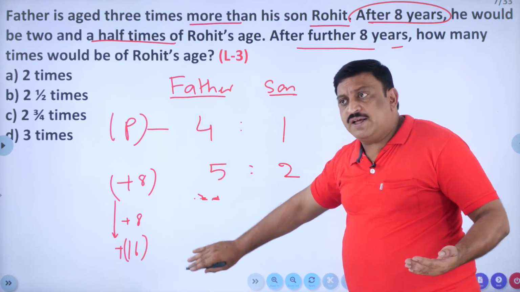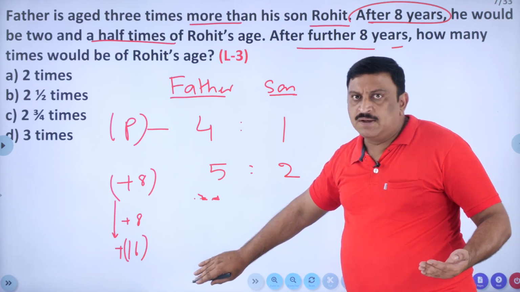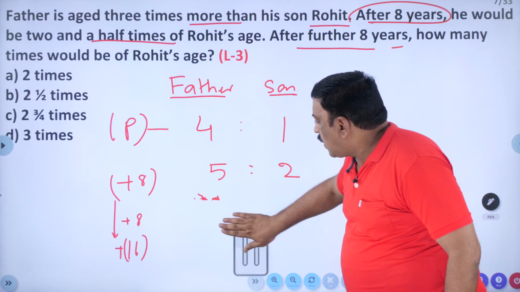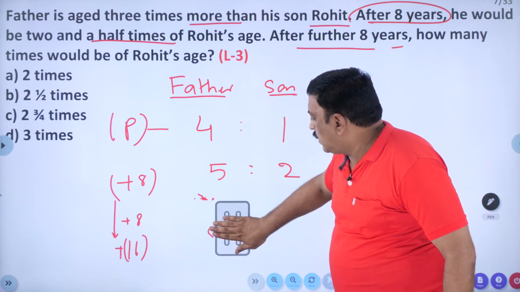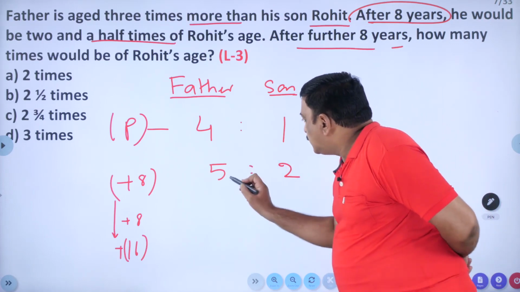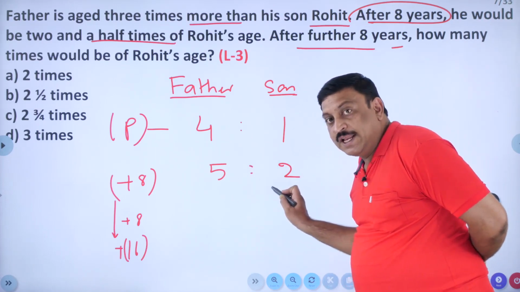So again, same after 8 years means definitely equal parts, whichever is there, that equal parts must be added. That's all. Okay, so let us start. Here, let us see some difference. How many parts? 3.